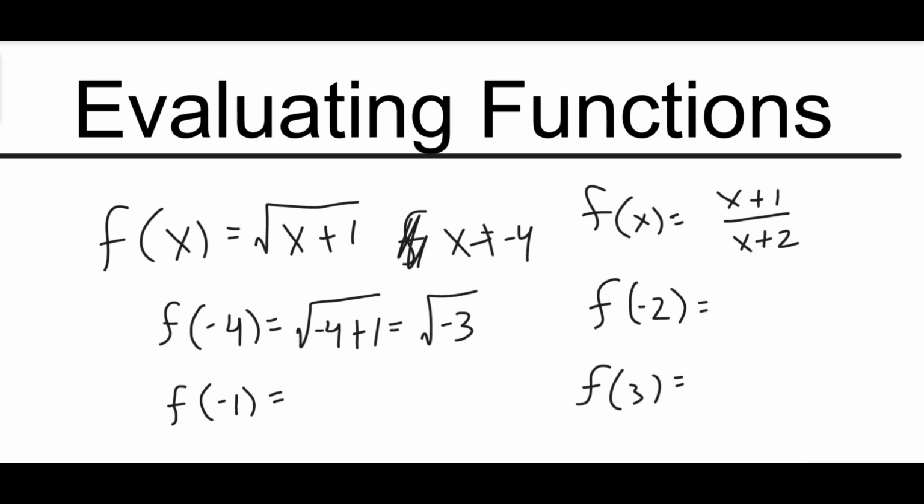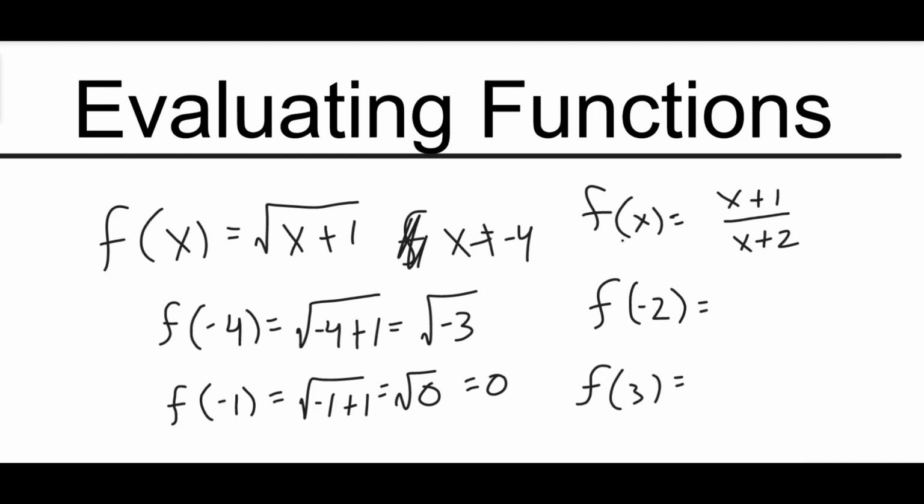Let's try f of negative 1. Negative 1 plus 1 gives us the square root of 0, which is 0 because 0 times 0 equals 0. Again, it is okay for x to be negative, this is negative 1, but you cannot take the square root of a negative number. The negative number cannot be inside of the square root. This is why for this one, x cannot equal negative 4. Negative 4 cannot be in the domain of f of x. I hope that makes sense.